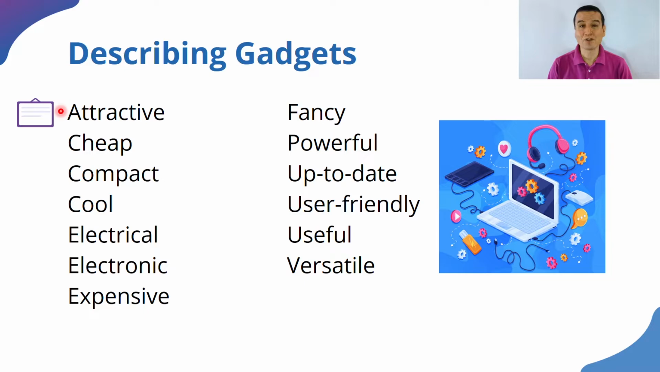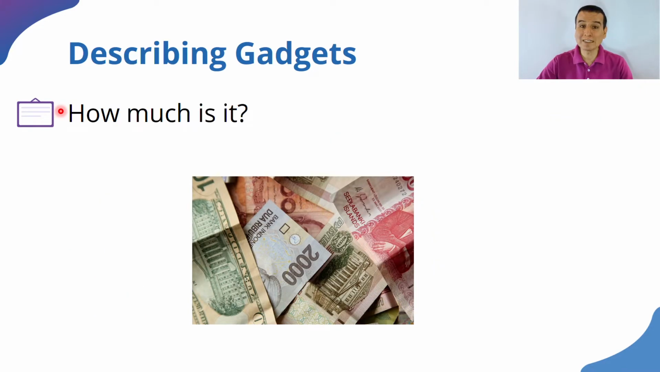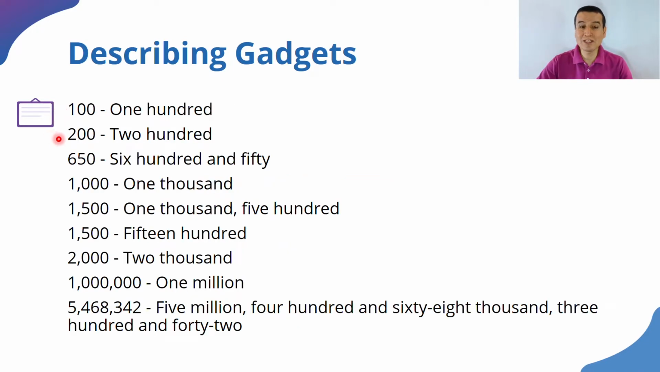All right, now to ask about the cost, the price of some gadget, we use the question, how much is it? How much? That means tell me the price, the value in currency, in money. And the answer starts with it is, and then we say the price. For the price, we need to use a number. You may remember the numbers in English, but let me review some other numbers so that you can polish your pronunciation of those numbers.